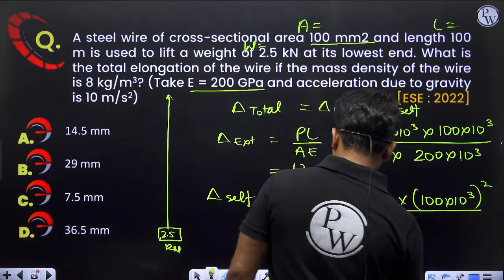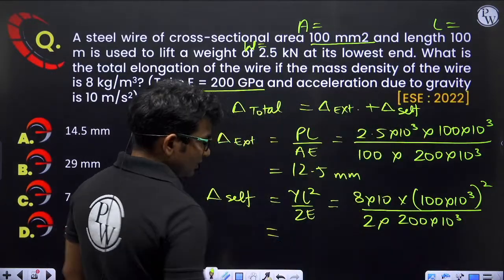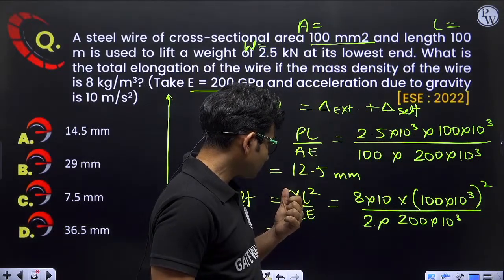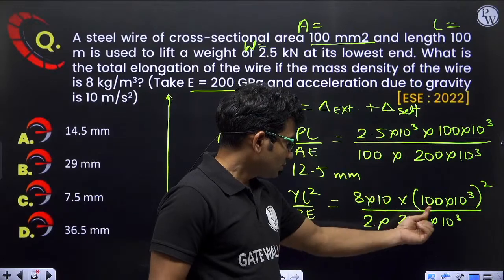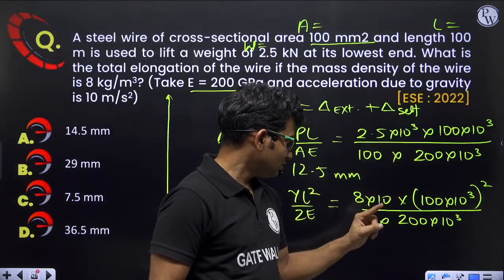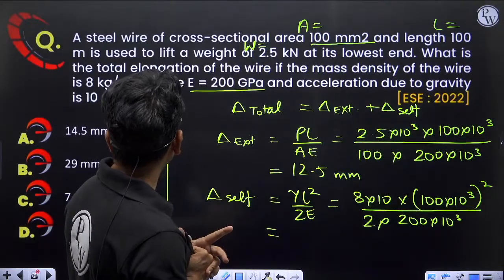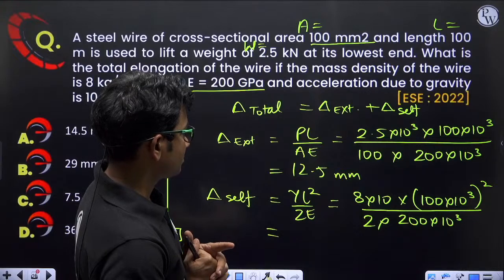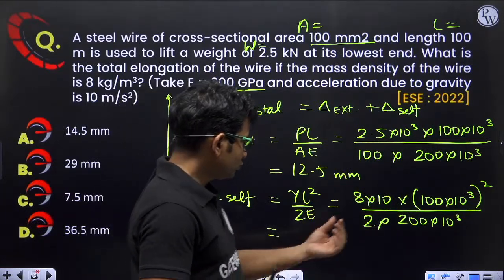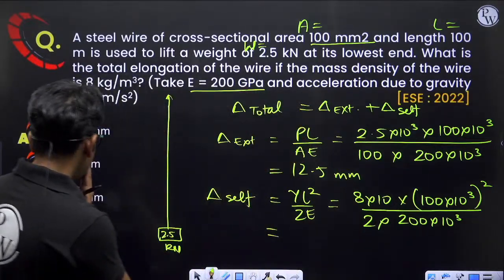So gamma L square upon 2 into Young's modulus. Young's modulus is 200 into 10 to the power 3. Okay, so now let us calculate. It is coming out to be even higher than that. Gamma L square upon 2E, length 100 meter. Very long wire. Okay, let us see how much we are getting. So here we are getting 11 zeros. It cannot happen.